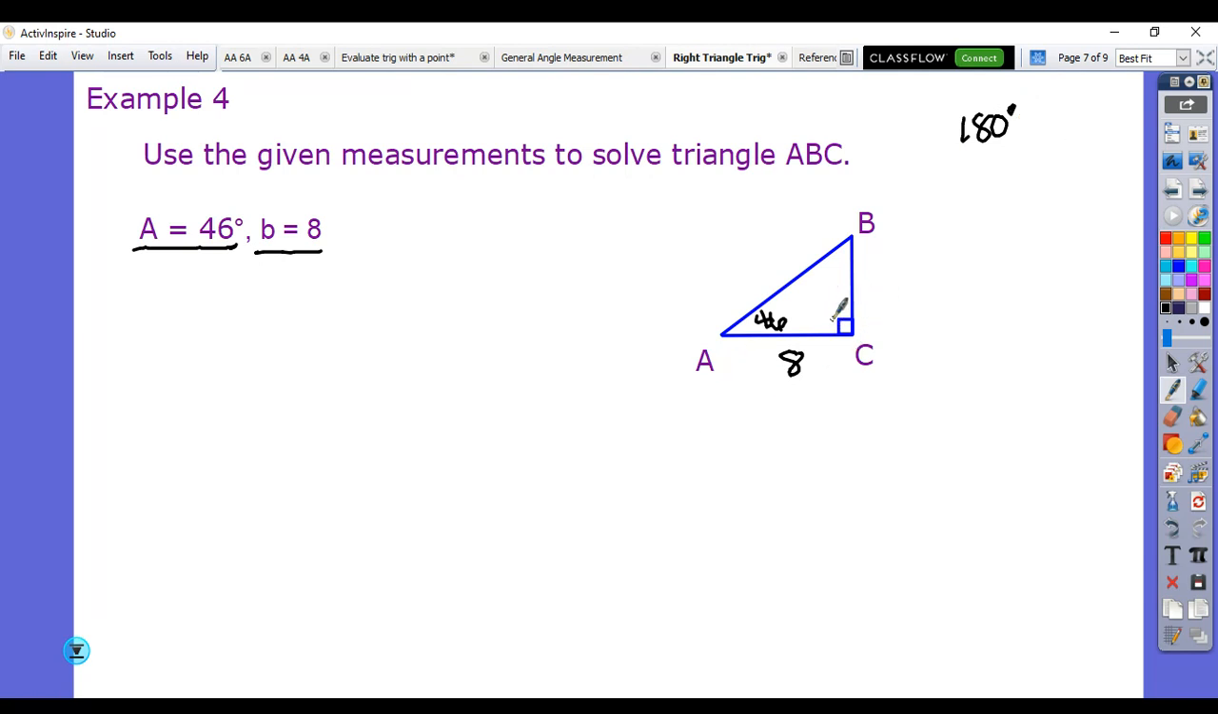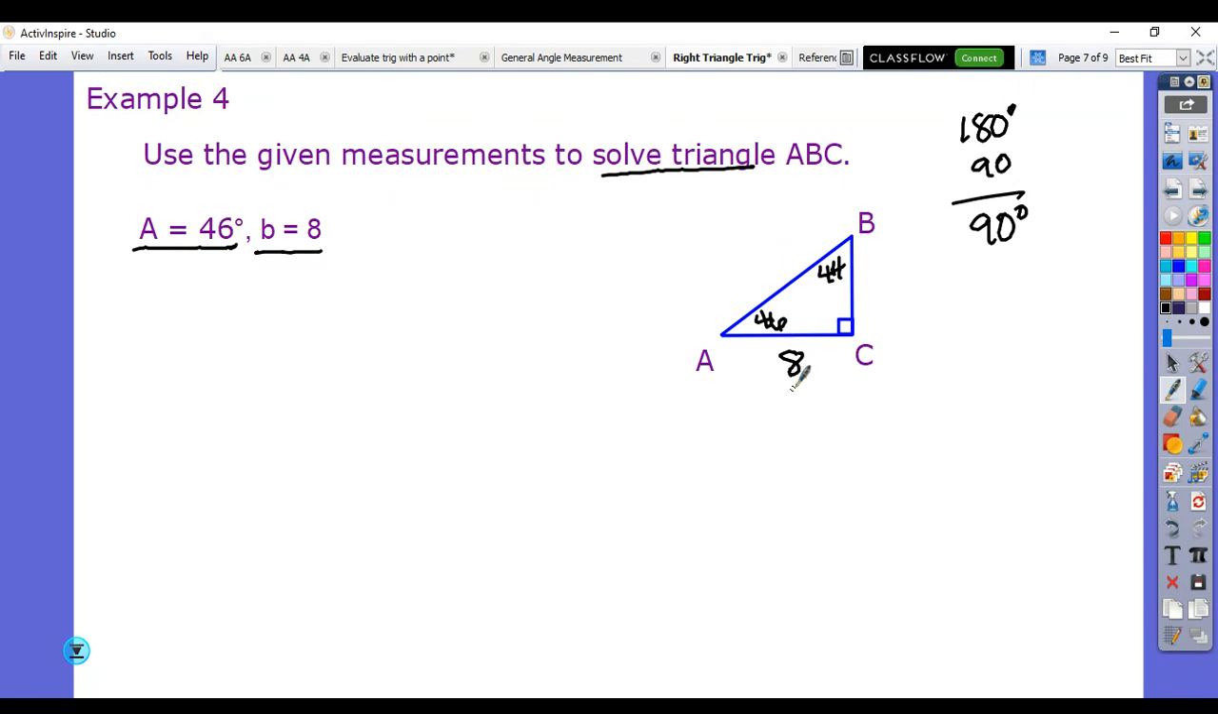If there's a right angle, that means there's 90 degrees left for the other 2 angles. I mean, you could add 90 and then subtract from 180. I think it's easier just if this one's a right angle, take 90 minus 46 to get the other angle. If the directions say to solve the triangle, that means find all 3 angles, which we have, and all 3 sides, which we don't have.